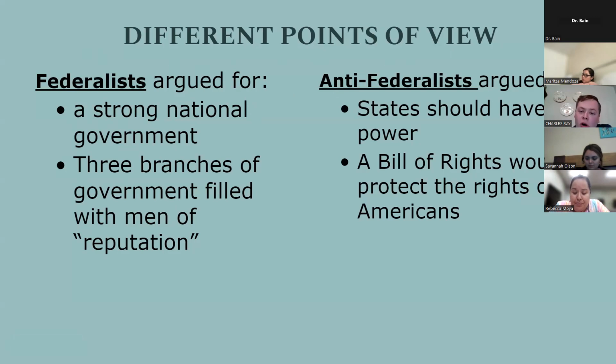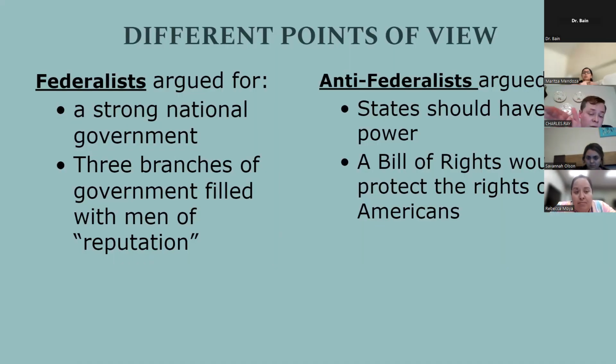Anti-Federalists are going to argue that the state should have the power. A Bill of Rights is going to be there. They want a Bill of Rights. They want something in writing to prove that the rights of the individual will not be violated. Thankfully, they gave in. They had the Bill of Rights at the end to get enough people to approve this thing.